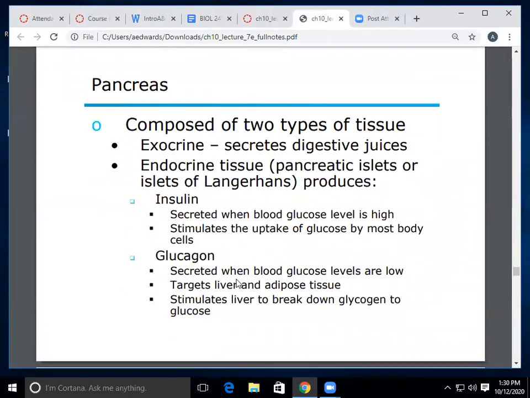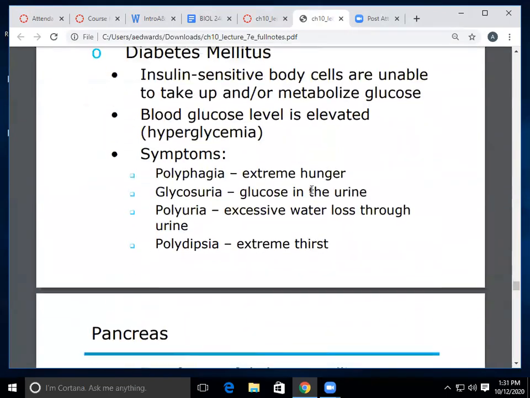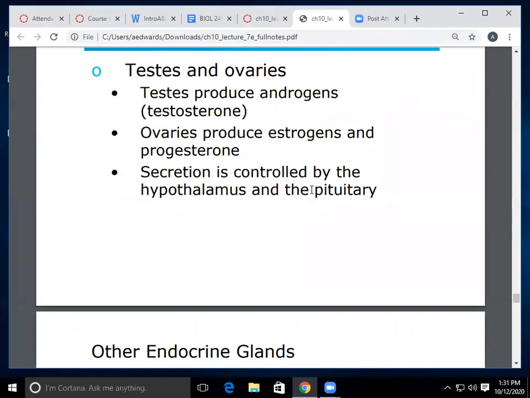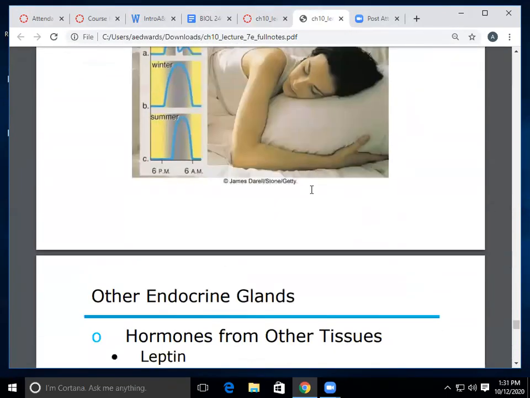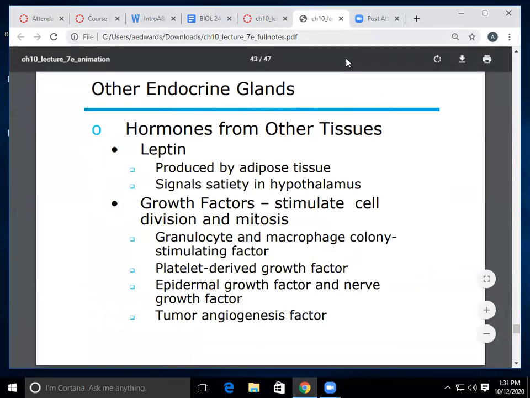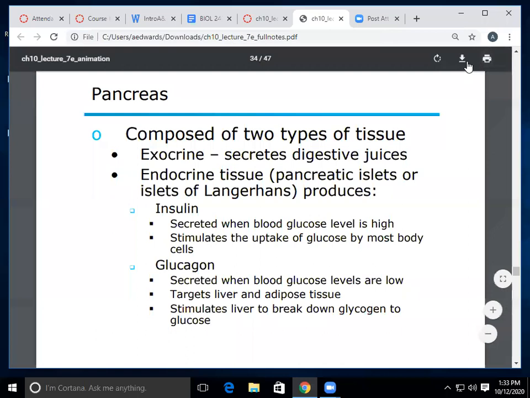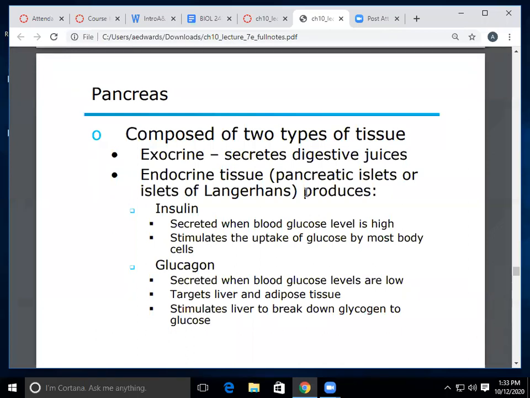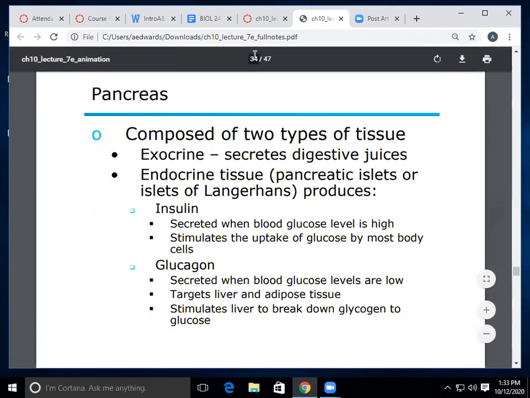All right, so I'll give you a minute to talk with your partner about what you learned about the adrenal gland. So that concludes part 1 of the endocrine system. We'll pick up at the pancreas in part 2.